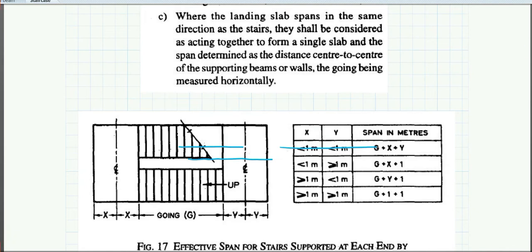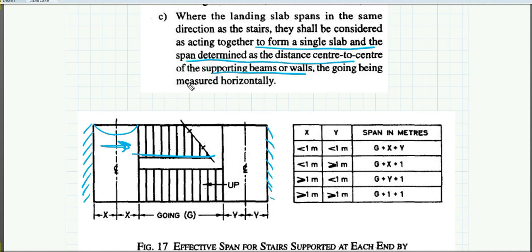That means what? That means the support is over here. So in that case, it will span in this direction. It is going to deflect something like this. So it spans along the direction of the stairs. In that case, they shall be considered as acting together to form a single slab, and the span is determined as the distance center to center of the supporting beam or wall, the going being measured horizontally. Okay, so the effective span should be considered from center to center.